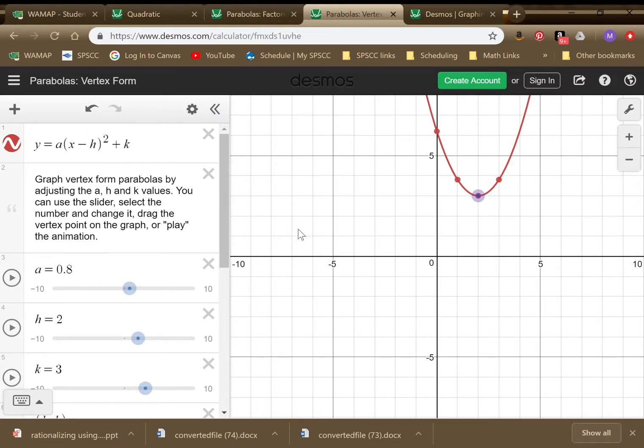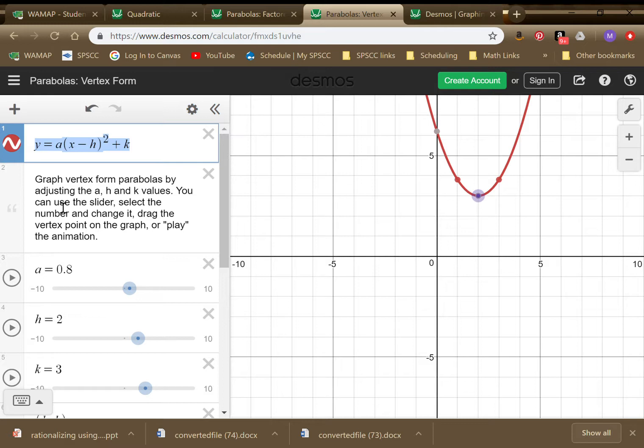Okay, last graph demonstration. This is a Desmos demonstration set up for vertex form. So this is what vertex form looks like. And if you're not given a function in vertex form, you'd have to complete the square to get it there. But vertex form, as you might guess from the name, makes it really easy to spot where your vertex is.